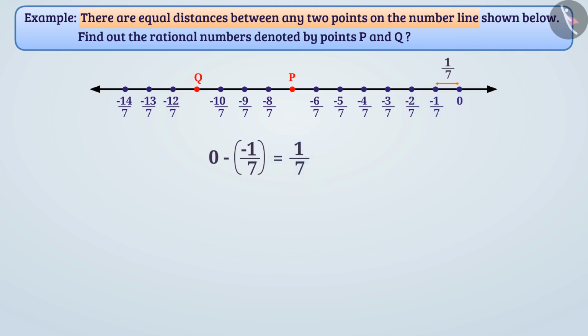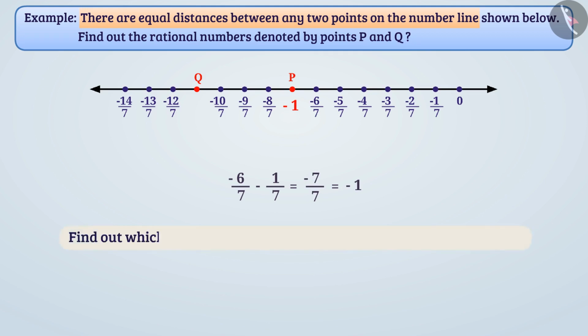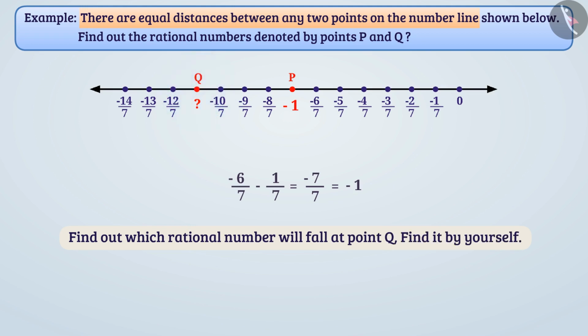This tells us that if we move to the left of 0 on the number line, the numbers are decreasing by 1 by 7. Here we are getting point P by moving 1 by 7 distance to the left of minus 6 by 7. So, this will represent the point minus 6 by 7 minus 1 by 7 is equal to minus 7 by 7. That is, the number will represent minus 1. Similarly, now you find out which rational number will fall at point Q. Find it by yourself.